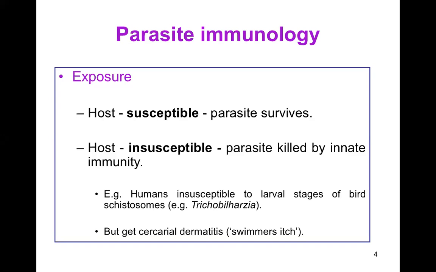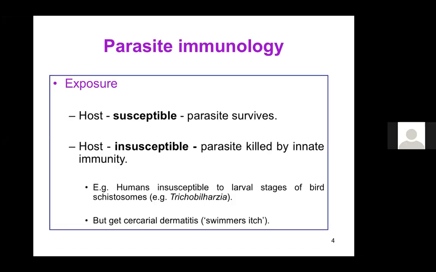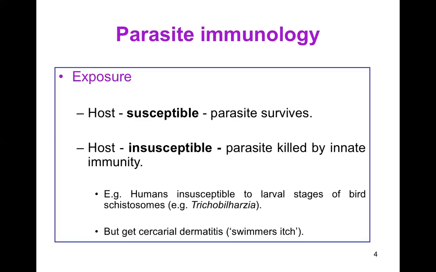Typical example is insusceptibility to larval stages of bird schistosomes, the trichobilharzia. If there is insusceptibility, then human beings would not develop the bilharzia. But because you can get exposed when you are swimming, you have not picked up this trichobilharzia, but you can get what is called swimmer's itch. And in this case, it is more or less related to how much you were exposed to the parasite in question.